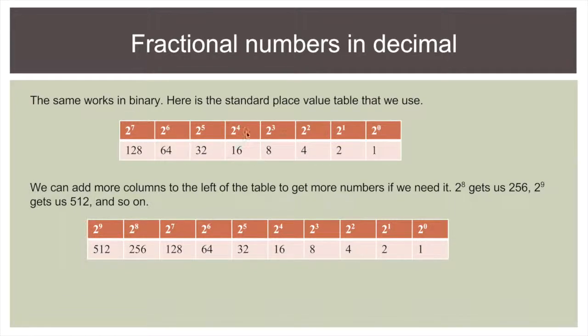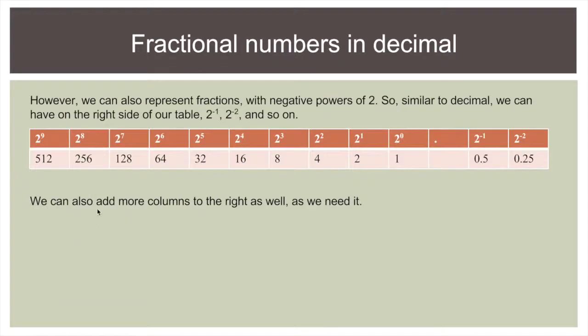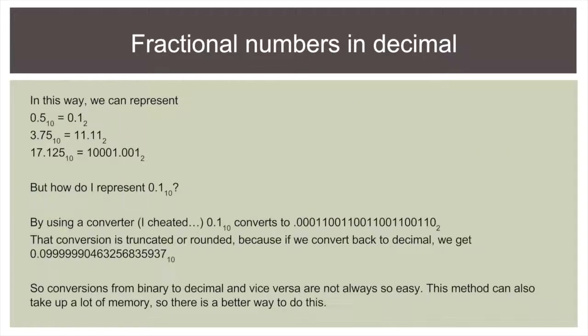So here's the standard place value table we use, and if we want to keep going up, we go to 2 to the power of 8, which is 256, 2 to the power of 9, which is 512, and so on. If we want to go fractional, we can go to the right, 2 to the power of minus 1, which is 0.5, 2 to the power of minus 2, which is 0.25, and so on. So in this way, we can represent 0.5 base 10 as 0.1 base 2.